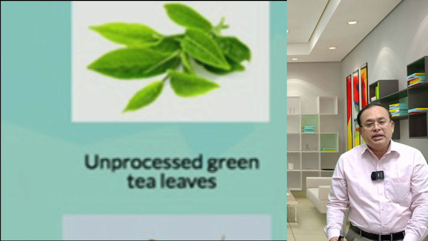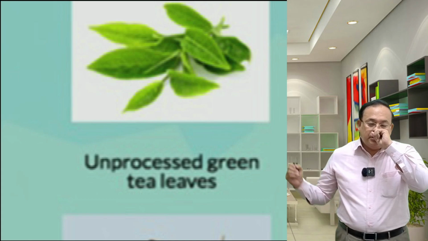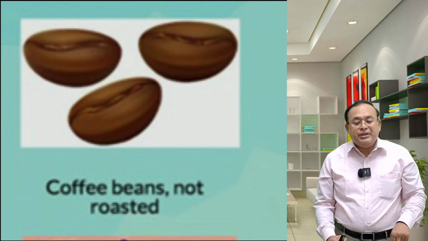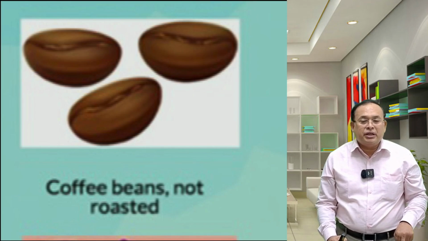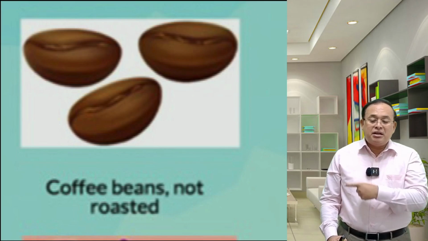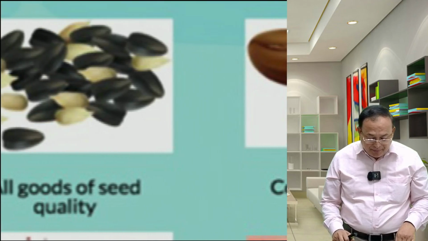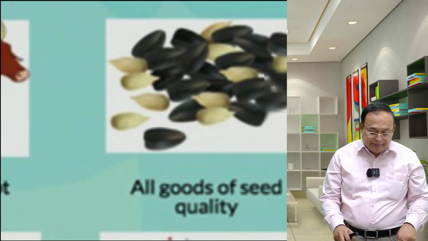Unprocessed green tea leaves, raw form, qualify for exemption. Coffee beans, not roasted, not packed in a powder form with a brand, that is taxable. It is in raw form. Coffee beans, free from GST, supply of this. All goods of seed quality, free from GST.